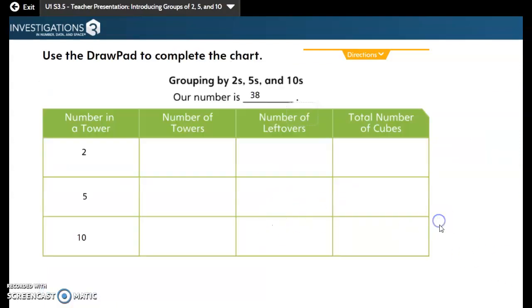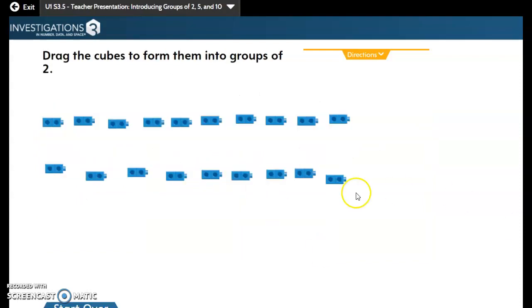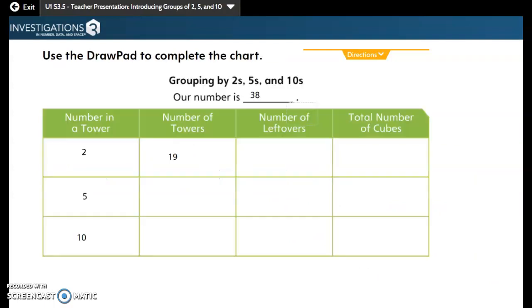I am going to go back to my chart and fill it in, so that when I have 2 cubes in a tower, I have 19 towers. And how many leftovers did I have? I didn't have any single leftovers, so we're going to place the number 0 in this chart. We counted and we double checked, so we know that we have 38 cubes.